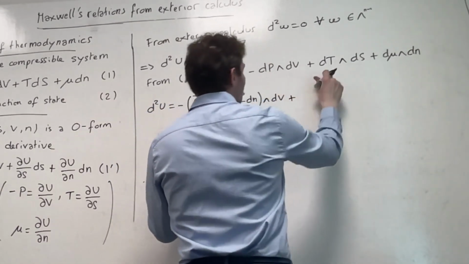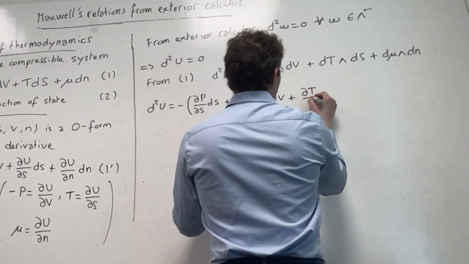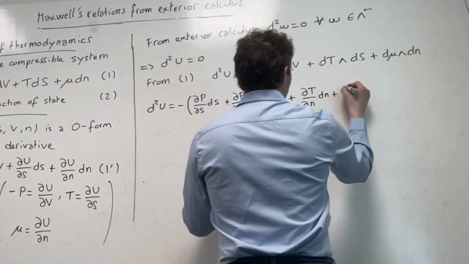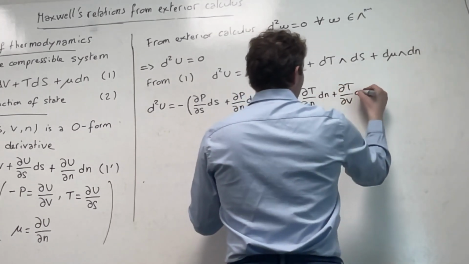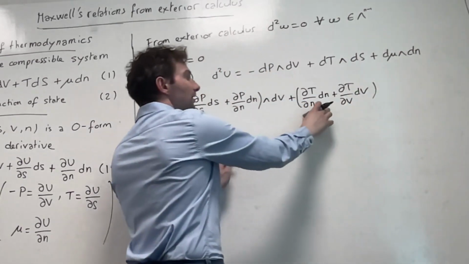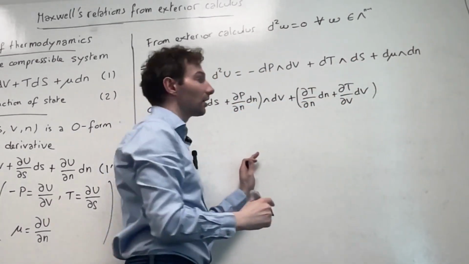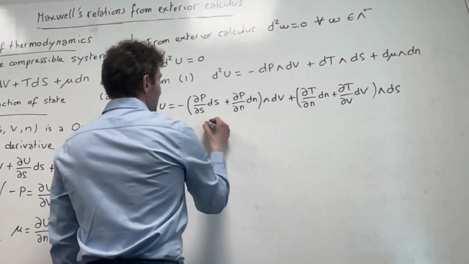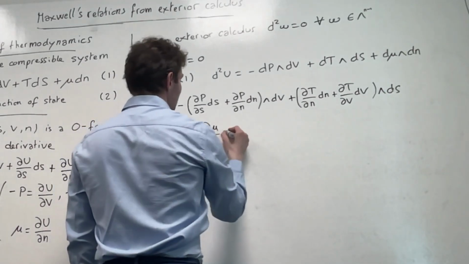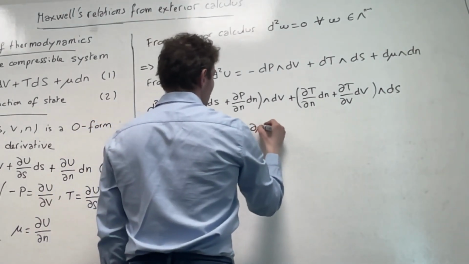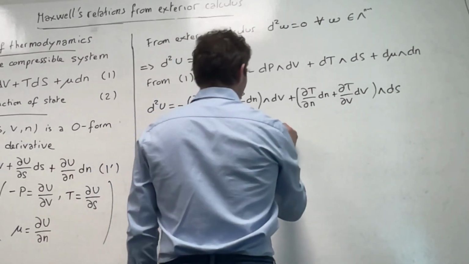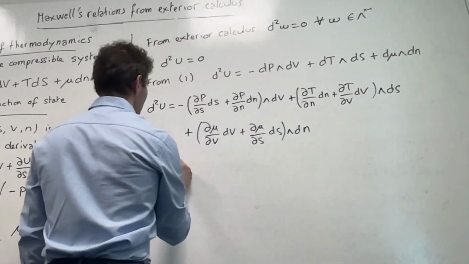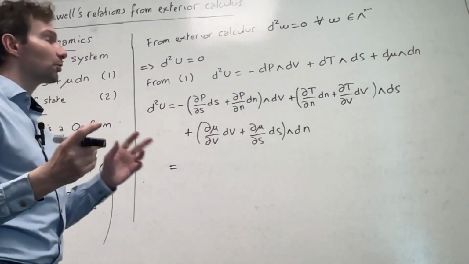And then here I do the same for dt. So we've got dt dn dn plus dt dv dv, wedge ds. Again, I don't put dt ds because ds wedge ds is going to be 0. And then plus d mu dv dv plus d mu ds ds, and then we've got wedge dn.